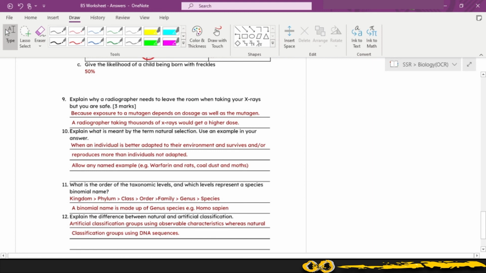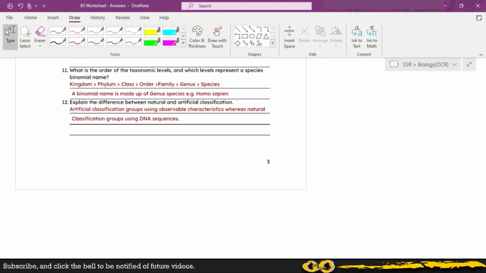For question 11, lots of people have some sort of mnemonic to remember the order of the biological name and of those taxonomic levels. Remember though, you do need to know what the letters in your mnemonic actually stand for. If you don't remember what the letters in your mnemonic stand for, then it doesn't serve much purpose to you.